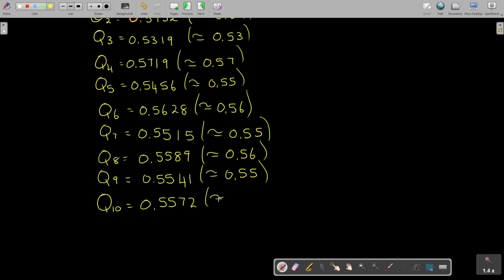0.5572. If I approximate, it's 0.56. I think we're almost done. Okay, and then let's see if it's now going to be consecutive. Equals. So it's 0.5552. And let's see what's this. 0. Oh, and there I got it.